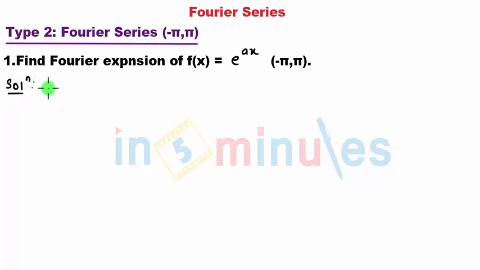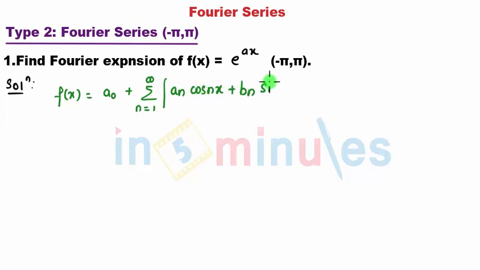Now, your formula of a0, an, bn will be changing with respect to this range. My Fourier series is given by f of x is equal to a0 plus summation n equal to 1 to infinity, bracket an cos nx plus bn sin nx.